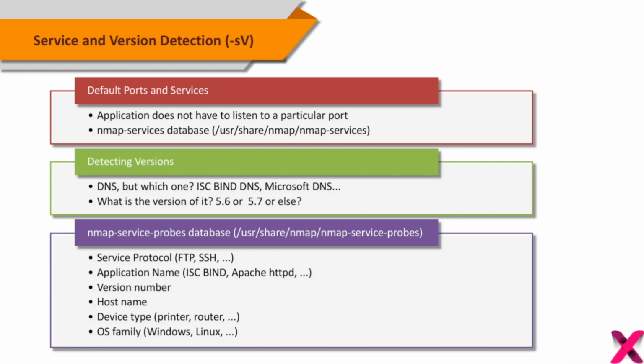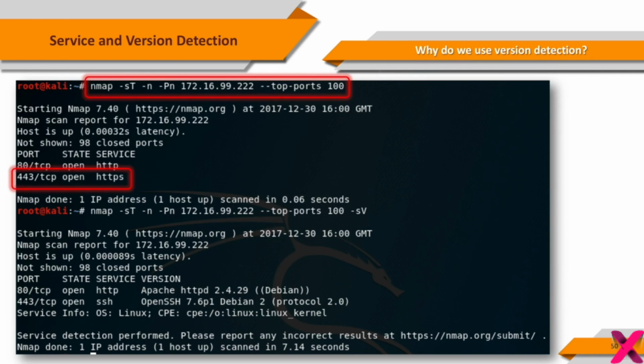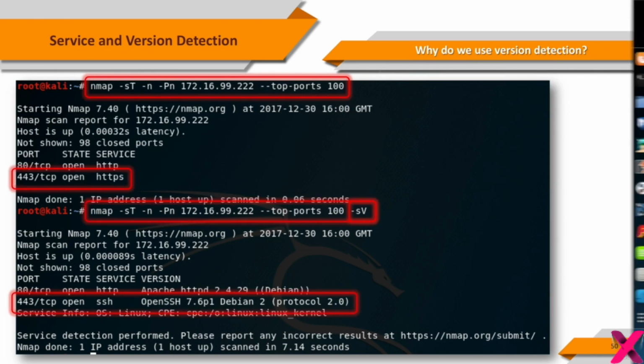The Nmap Service Probes database contains probes for querying various services and match expressions to recognize and parse responses. Nmap tries to determine the service protocol, for example, FTP, SSH, Telnet, HTTP. The application name could be ISC BIND, Apache HTTPD, Solaris TelnetD, the version number, host name, device type, something like a printer or a router, and the OS family, you know what that is, Windows, Linux, etc. So let's see how to use service and version detection in Nmap and why it's important.